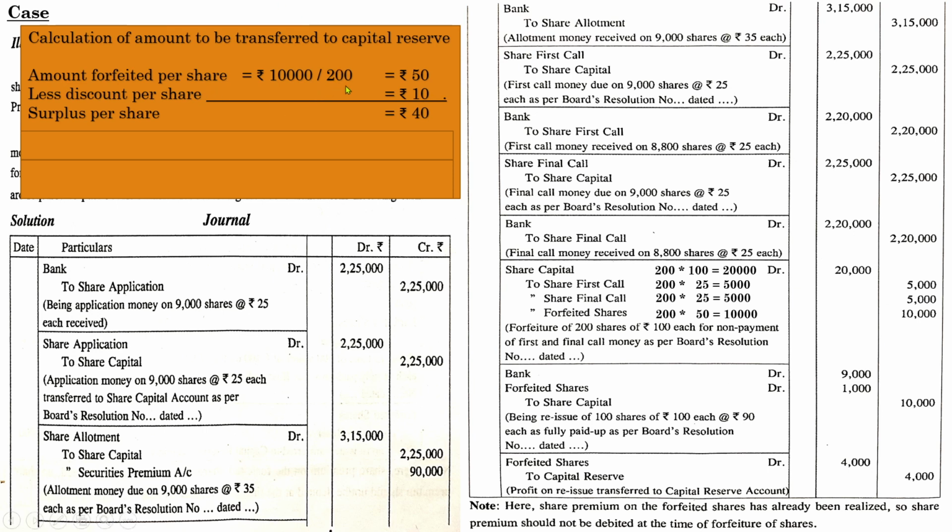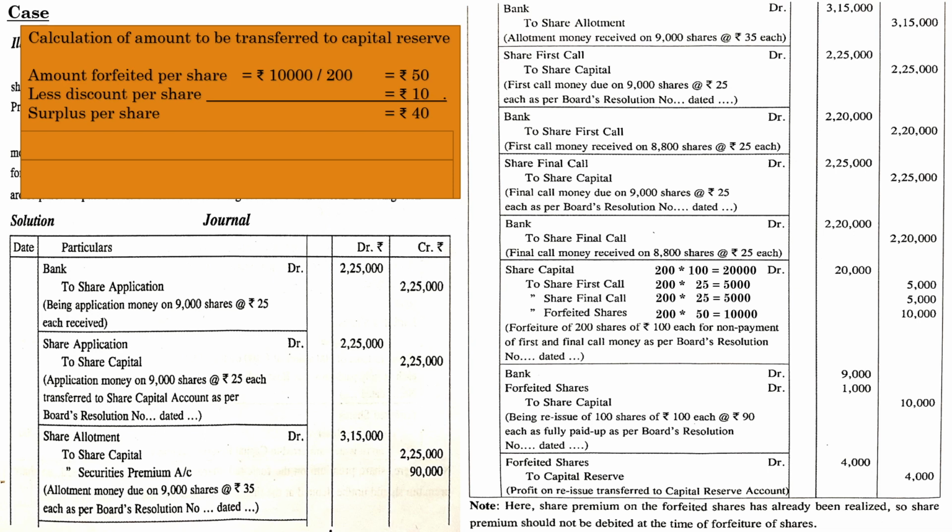200 shares. So on 200 shares, the company has forfeited 10,000. So 10,000 divided by 200, you will get the amount forfeited per share. For one share, what is the amount forfeited? So you will get like that. Now from this forfeited amount, you need to deduct the amount of discount allowed on reissue. Here the company allowed a discount of 10. So the remaining amount is 40. So this 40 is the actual surplus on one share the company is going to receive.